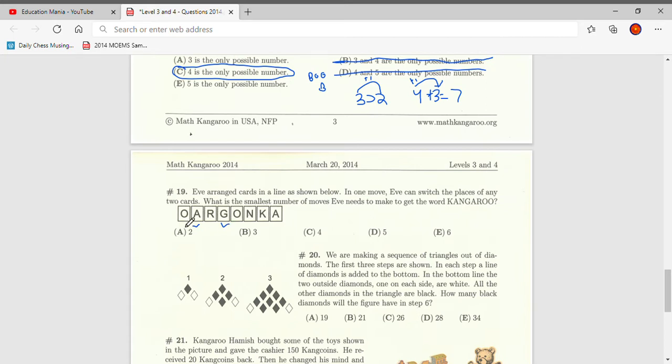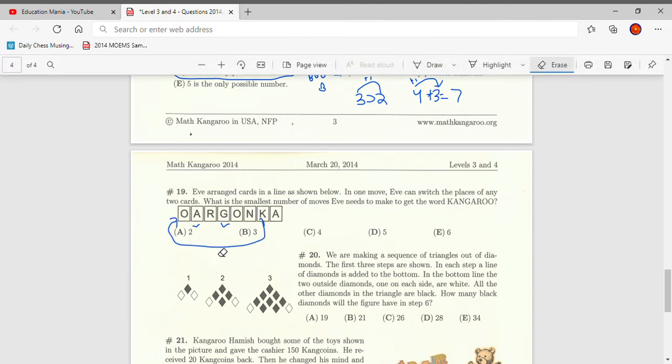So we need the O to be in this place, and we need the K to be in this place. So in one move, we can have K, A, R, G, O, N, O, A. So this is one move. So one move's done. Now the R needs to be over here for ROO, and the N needs to be here for KAN. And we can do this in one move, so we can switch it all in one move.